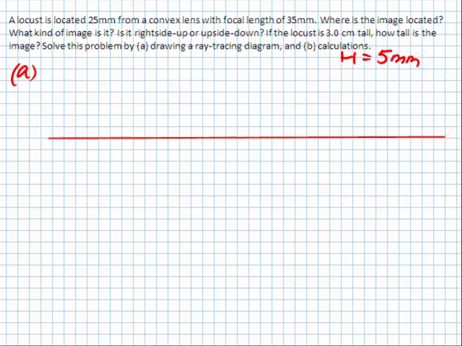And we also need to draw our lens. Just draw it as a thin vertical line. And our focal points. Our focal length is 35 millimeters. And with this scale, that would be 7 blocks. So right here is our focal point on the left, and 1, 2, 3, 4, 5, 6, 7 is the focal point on the right.